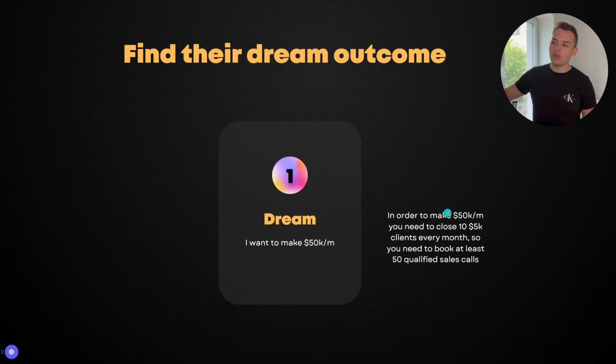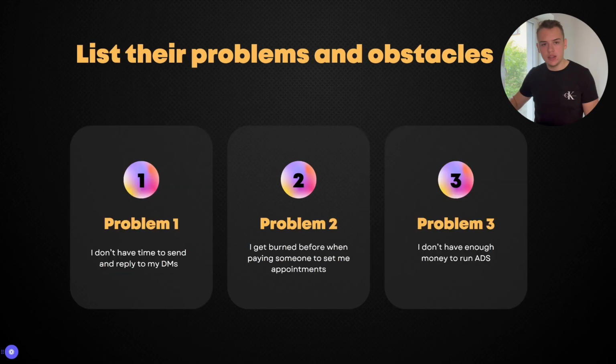In order to make 50k per month, you just need to tell them, okay? In order to make 50k per month, you need to close 10 $5,000 clients every month, so you need to book at least 50 qualified sales calls, okay? Because if that person is charging 5k and gets $5,000 for each client he closes, and he closes 1 out of 5 sales calls, then he just needs to book 50 sales calls to get to 50k per month, okay? So how will he actually do it? He will hire you to book him those 50 sales calls. And if he can make an additional 50k per month, he can pay you at least like 3k, 4k per month for that. Easily, okay?